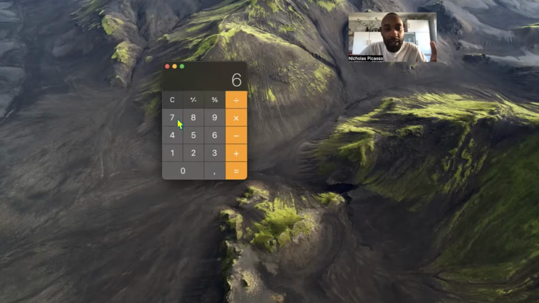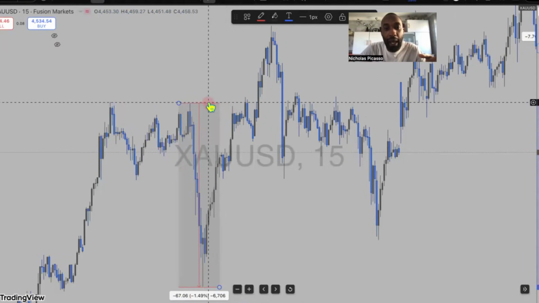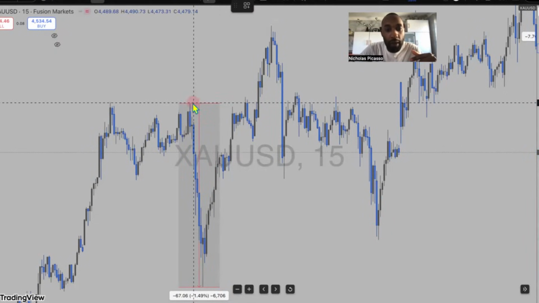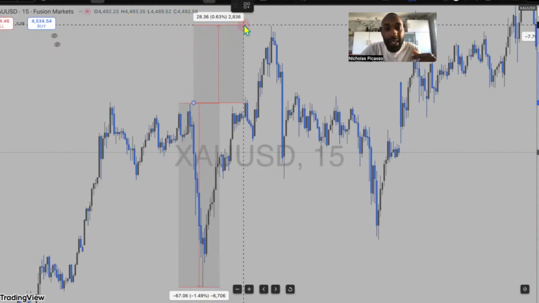Okay, let's do this. 67 divided by 2.6. The result here, 25, is the amount of pips that the market should extend above this range to provide a return. So for example, now, if I place here 25 pips above, you see 27, 28 pips.